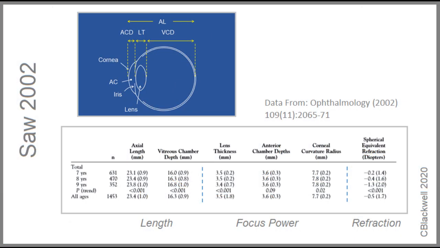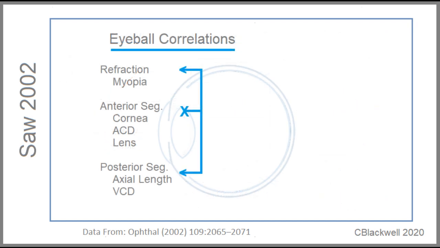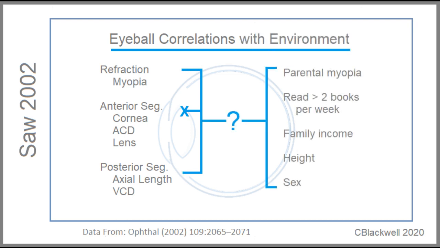These are the changes with growth of specific parts of the eye and associated refractive error. The results are easier to see if we graph them. On the left, notice the eyes are becoming more myopic. The center graph shows anterior segment focusing power changed very little, while on the right, length increased. Conclusion number 1. It is increasing length of the eye that correlates with myopia development. In part 2 of their study, they looked at environmental factors to see if they were related to myopia and eyeball measurements. We will discuss that later in the associations section.